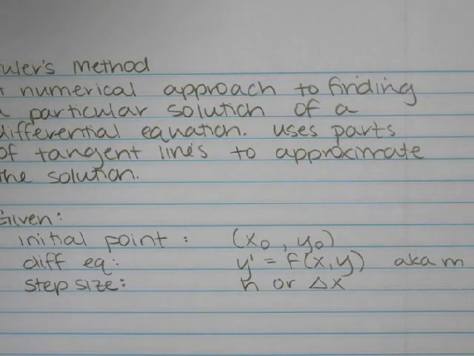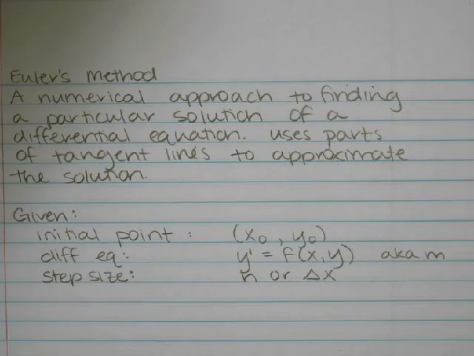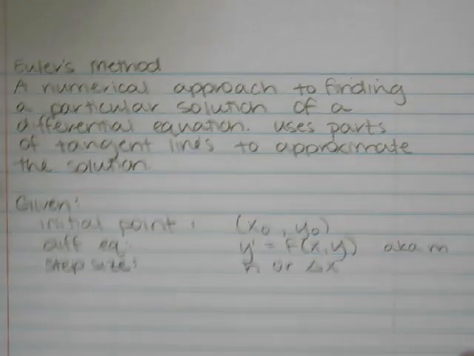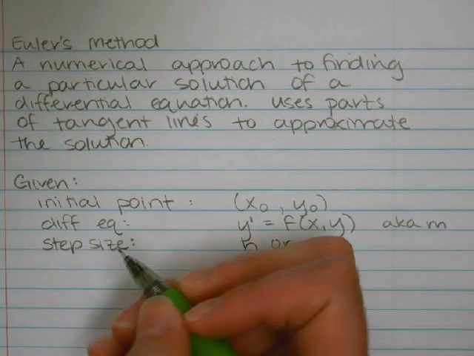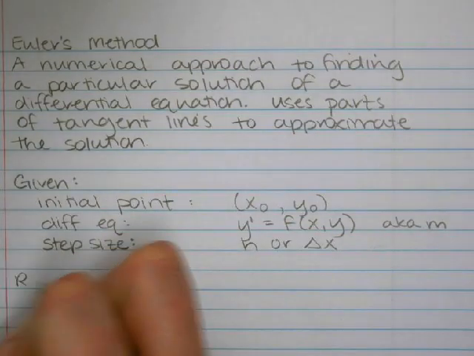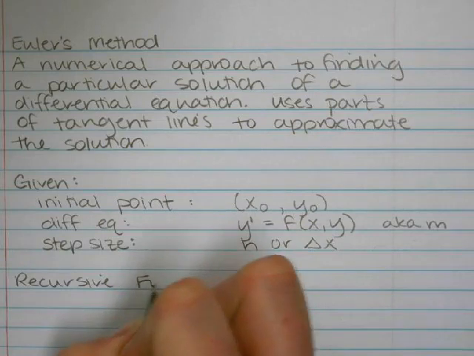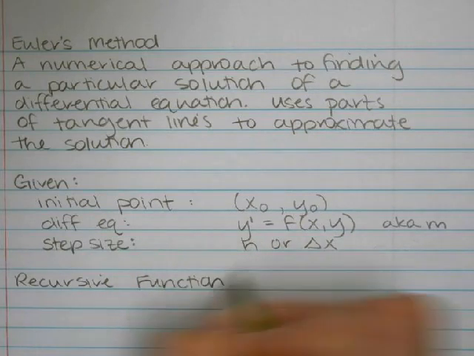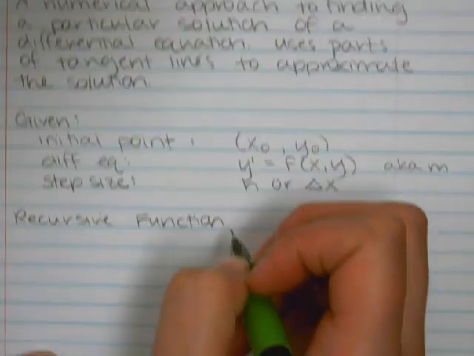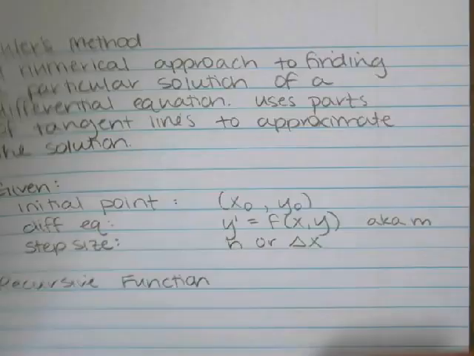All right, so what I'm going to lead you through next is I'm going to show you where Euler's method comes from so that we can make a little bit of sense of it. And then after that, I'm going to show you the way that we're going to go about doing it. All right, so Euler's method is based off of a recursive function. And we don't deal with recursive functions a lot when we're dealing with algebra.